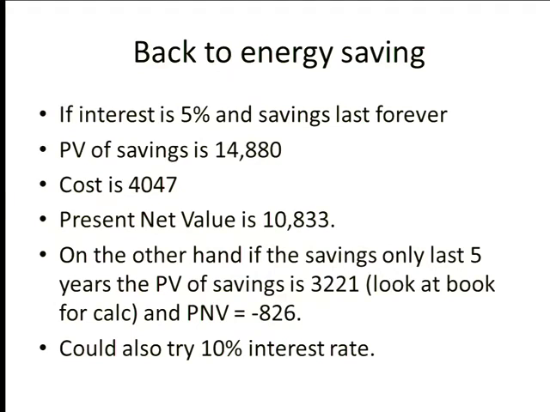So should you do this? Yes, this is a good deal. If you're borrowing and lending money at 5%, then this is great. But a lot of things could change. I did the math, and you could too, and I'm not interested in doing it on the board.